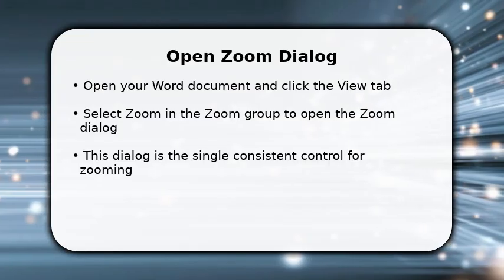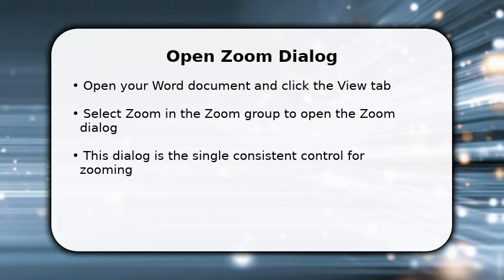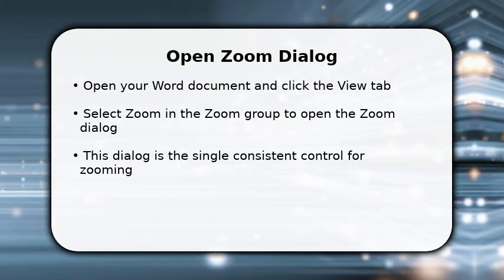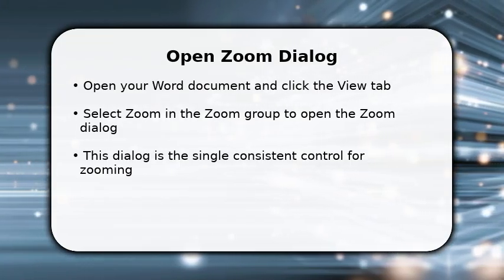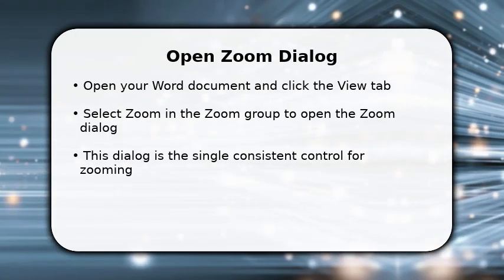You start by opening the document and going straight to the View tab. This gets you to Word's Zoom controls. Click Zoom in the Zoom group to open the Zoom dialog box. That is the only reliable place to set document magnification across layouts.